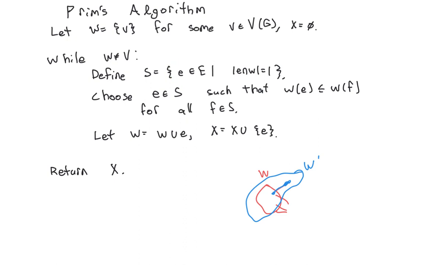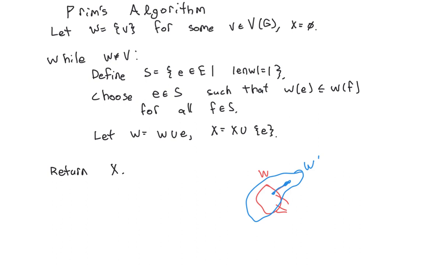We let S be the set of edges that have exactly one endpoint in our subgraph W. Then we're going to choose an edge in S of smallest weight. And then we're going to add both endpoints of that edge to W. Note that that means you're only really adding one new endpoint. And then we're going to add that edge to our set of edges, X.